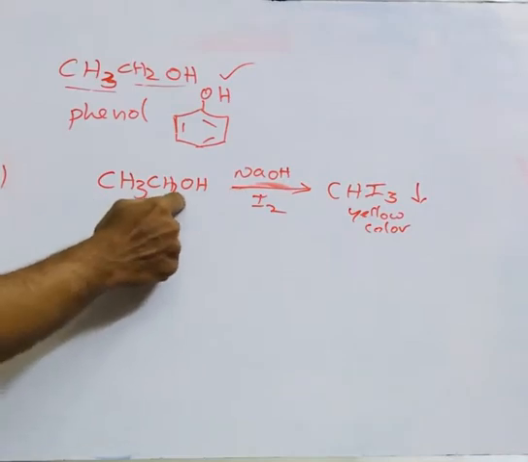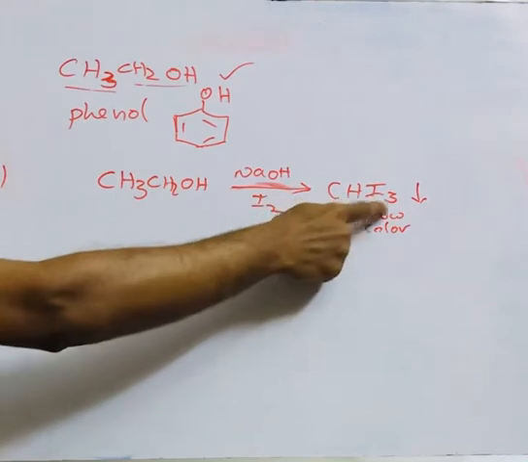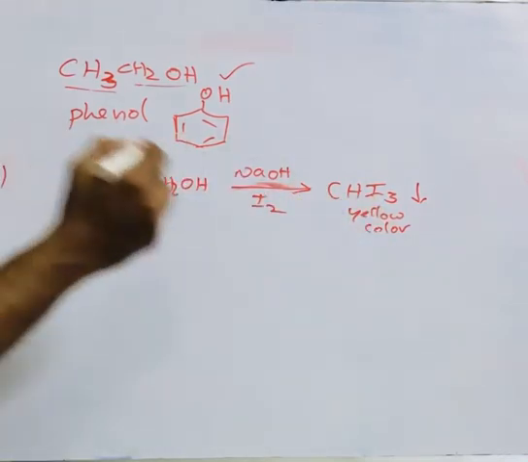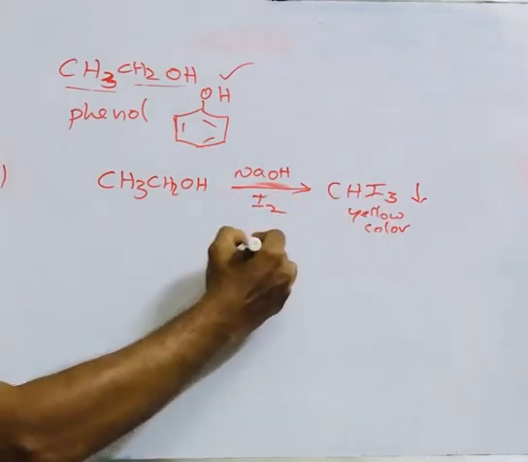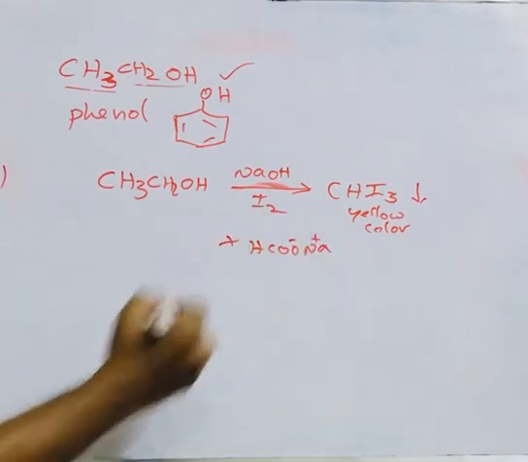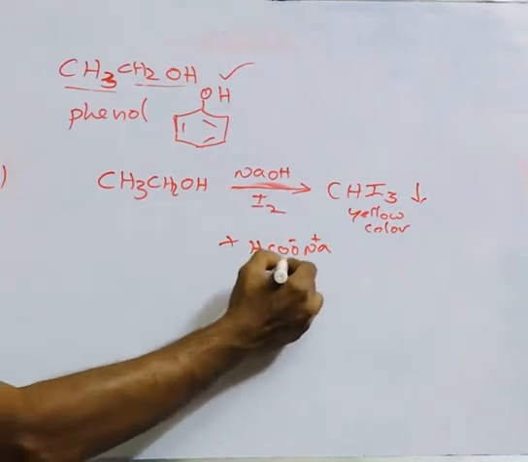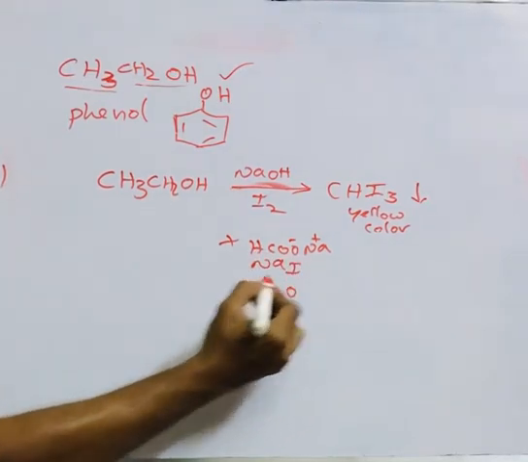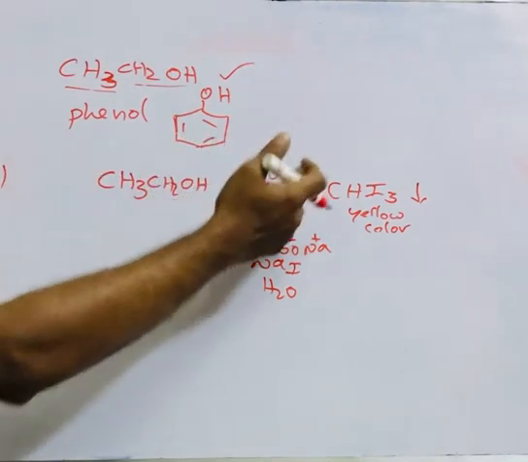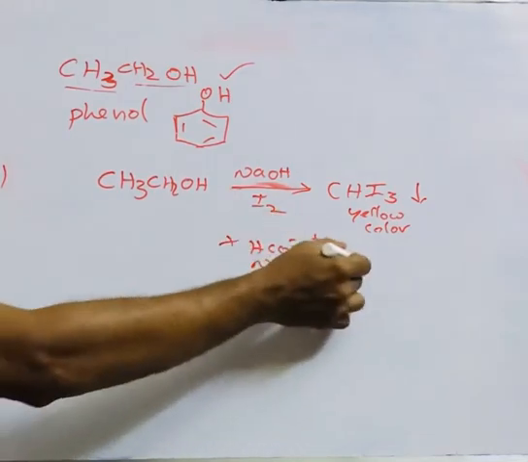So CH3CH2OH reacted with NaOH and I2, you will get iodoform CHI3, a yellow precipitate. And the byproducts you can also write. Here there are several byproducts: HCOONa, the sodium salt of the corresponding acid, that is formic acid sodium salt, then sodium iodide NaI, and water H2O, and then if you take more NaOH molecules, you will also get NaOH as a byproduct. So these are the byproducts.